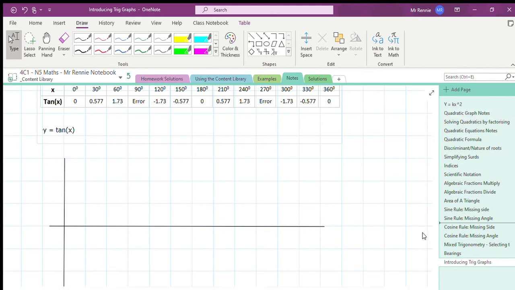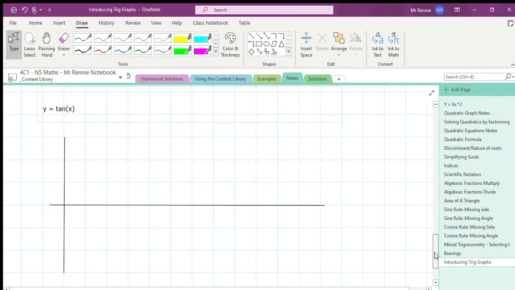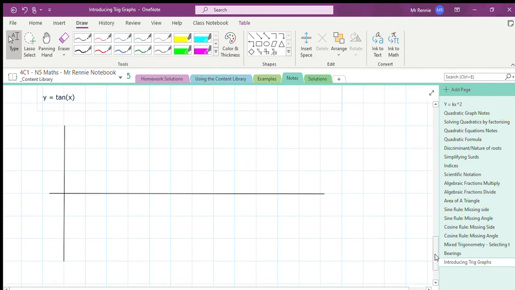Okay, so again what we're going to do is sketch the tan graph. Starting off with your origin, make sure I'm writing this in the same colour now. Starting off with your origin, then I'd like you to go 3 boxes along to 90 degrees again, another 3 boxes along 180, another 3 boxes 270, and another 3 boxes 360. Okay, so tan of 0 was 0, so we're actually starting at 0 this time. Tan of 90 was error.